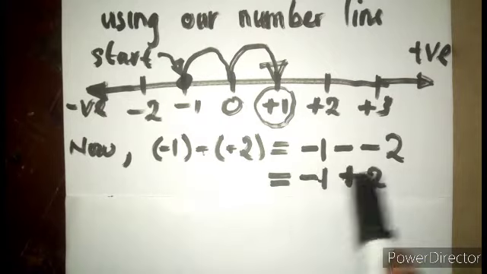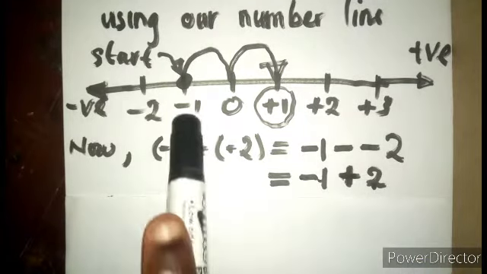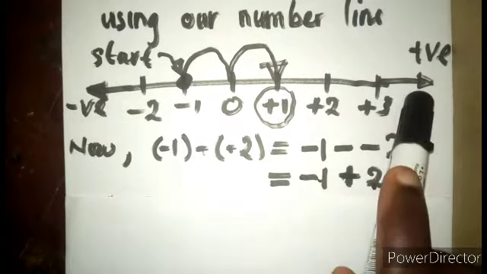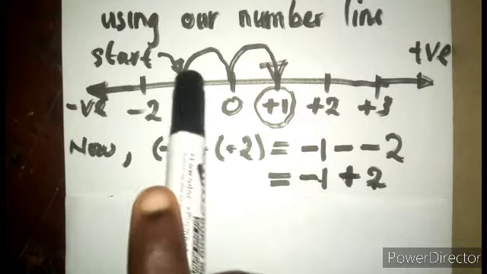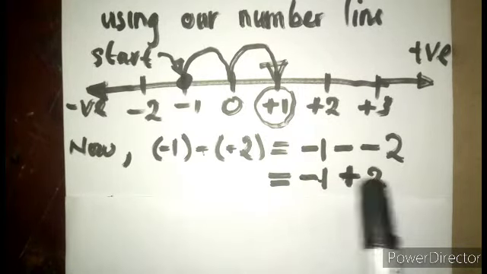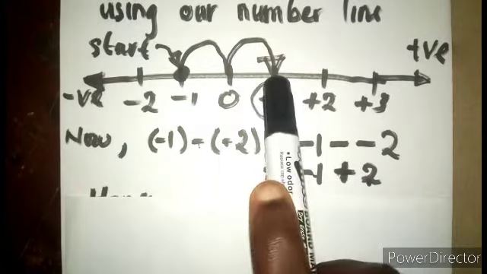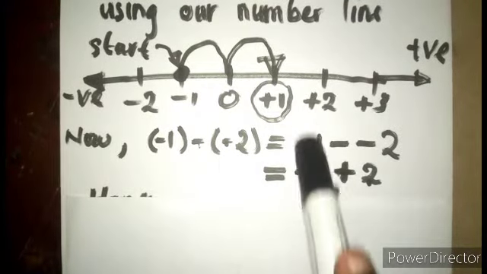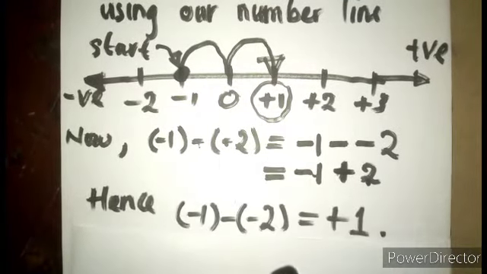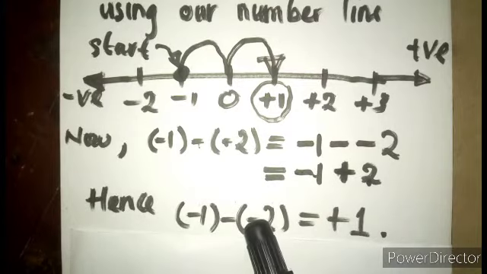Now, to work this out, we are starting at negative 1. When you construct your number line, start at negative 1. You move in the positive direction 2 times. 1, 2. Okay? Giving us what? Plus 1. Reason why the solution to this problem is positive 1.